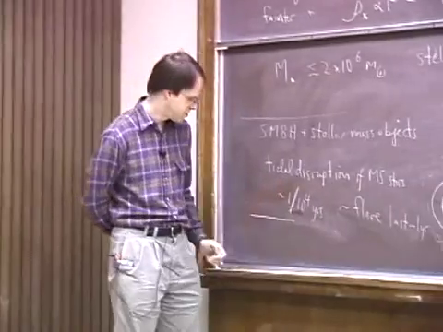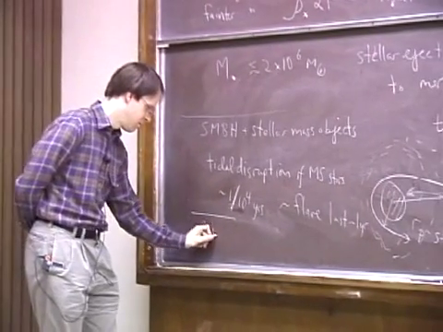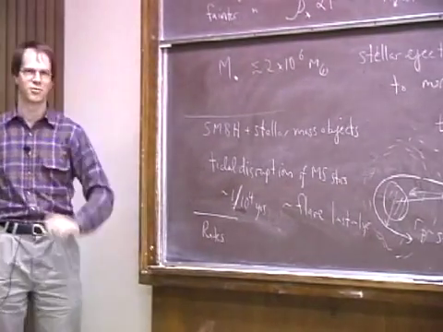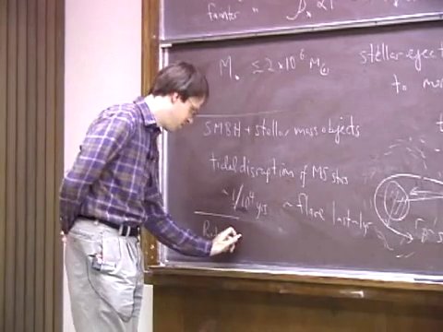And the best estimates for the rates, some from Marc Freitag, who's sitting over there, is that something like 1 every 10 to the minus 5 to 10 to the minus 7 per year in a galaxy like the Milky Way. Okay.